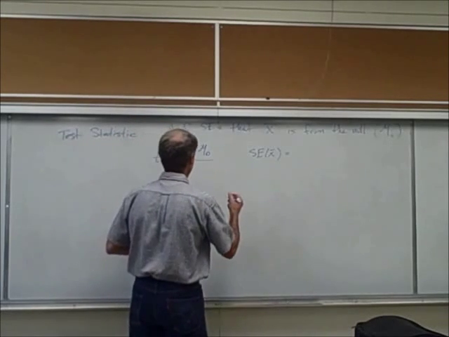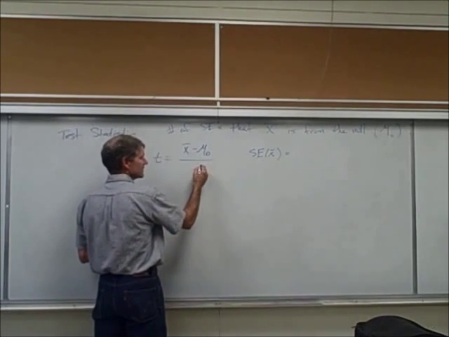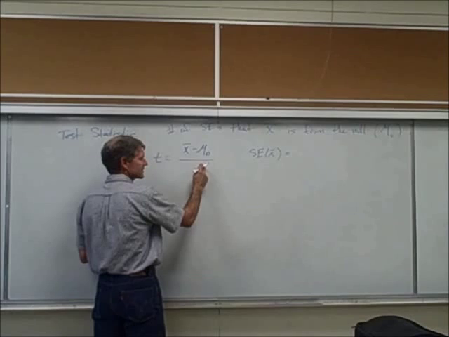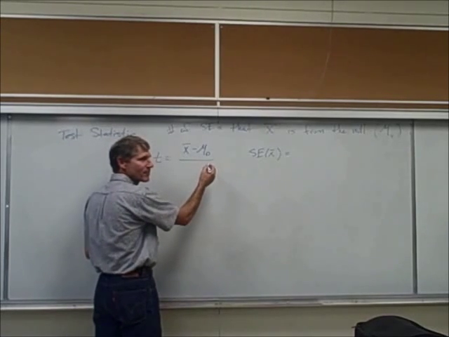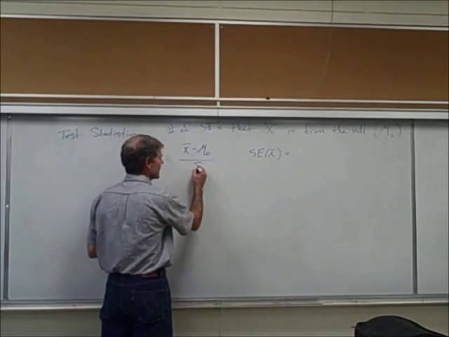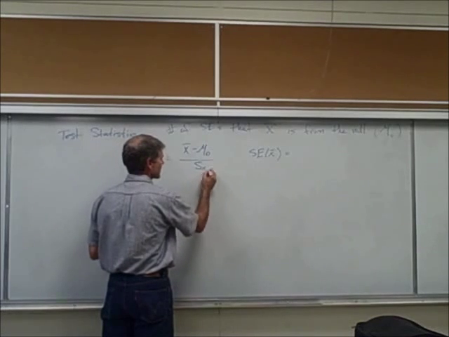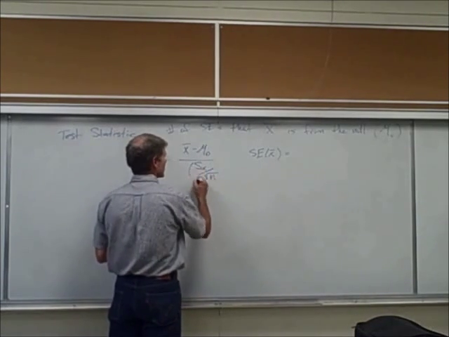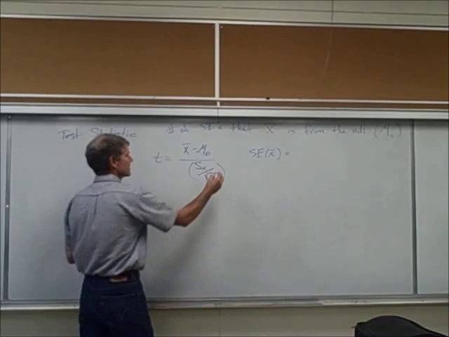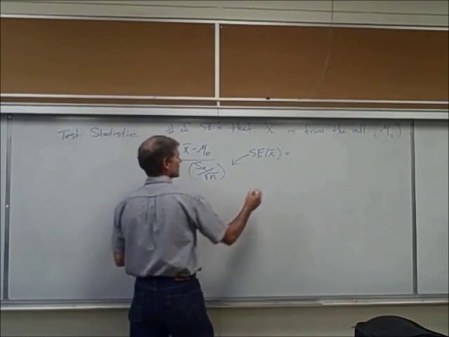And what's our symbol for that? It's not sigma, it's S. S sub x is the way the calculator does it, over the square root of n. And there's your standard error of x bar.